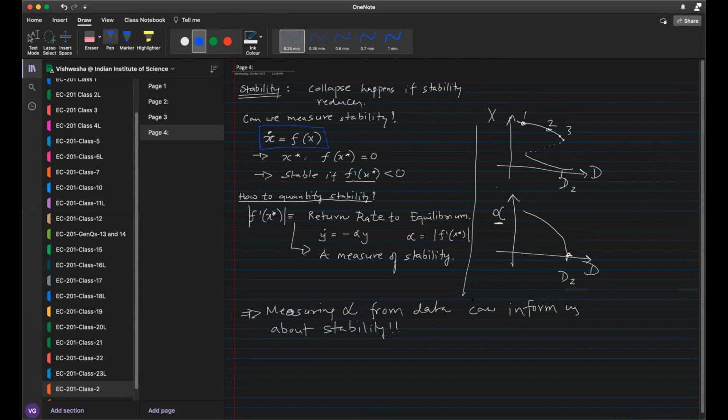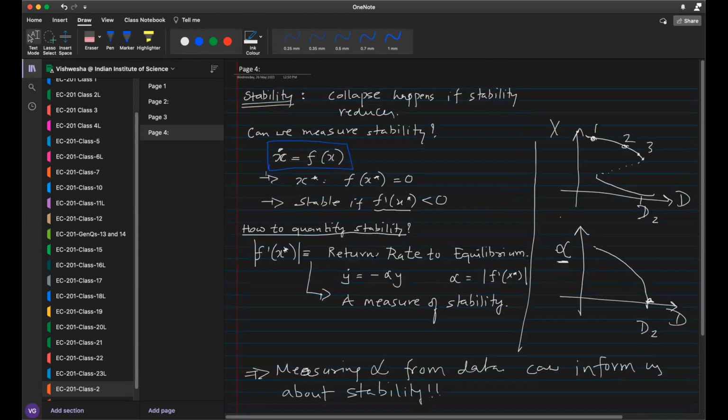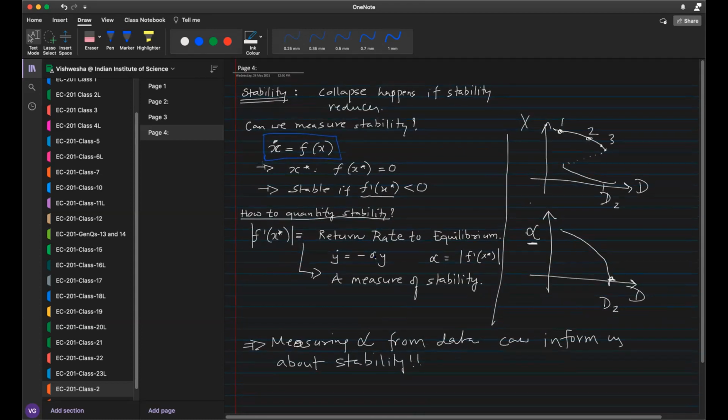So if you can somehow measure alpha, which is the return rate to equilibrium, then it can tell us something about the stability. And if we are comparing two systems, and if alpha is getting closer and closer to 0, what can you conclude?